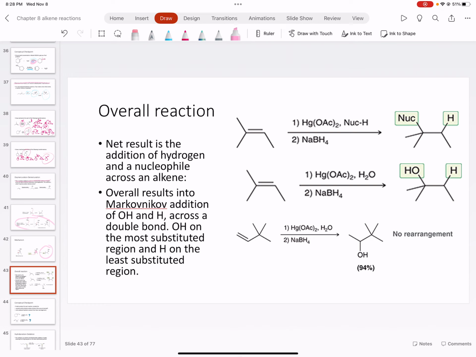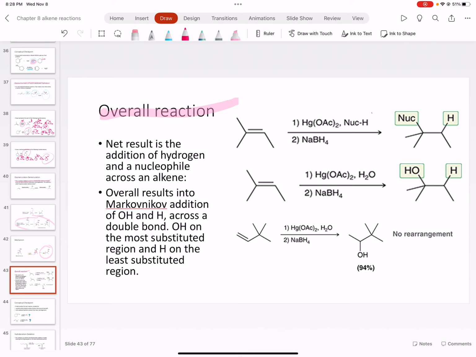So then, just to make it easier, this is the overall reaction. The net result is the addition of hydrogen and a nucleophile across an alkene. The overall result is the Markovnikov addition of OH and H across a double bond, OH on the more substituted, and then H on the least substituted. So I would say add this one to your little notes that you're doing currently, if you're doing them.